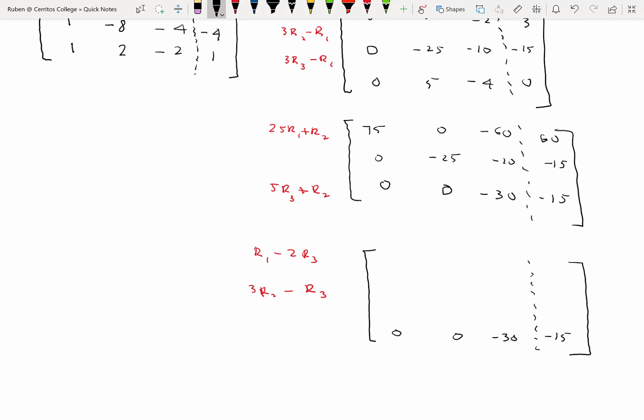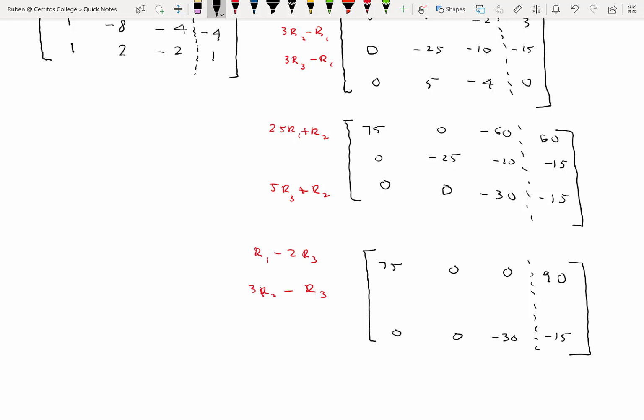The elementary row operations. The first one, row 1 take away 2 row 3, leaves me with 75, 0, 0 that I wanted, and what's going to appear in that last position in the first row? Row 1 minus 2 row 3. Row 1, 60, minus 2 times negative 15. Well, that's going to be 90.